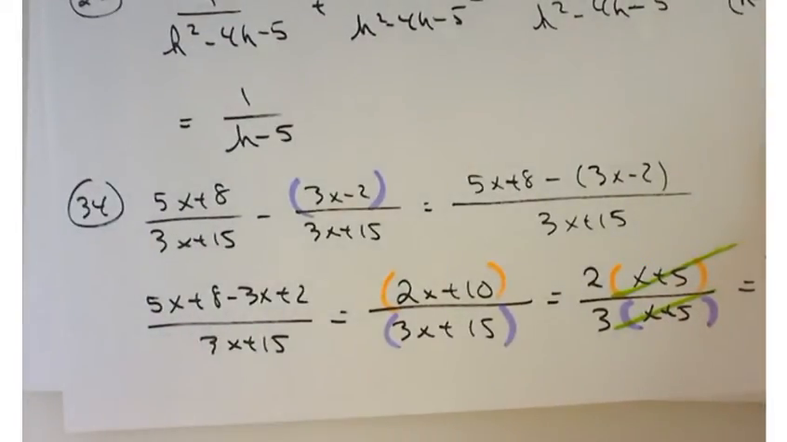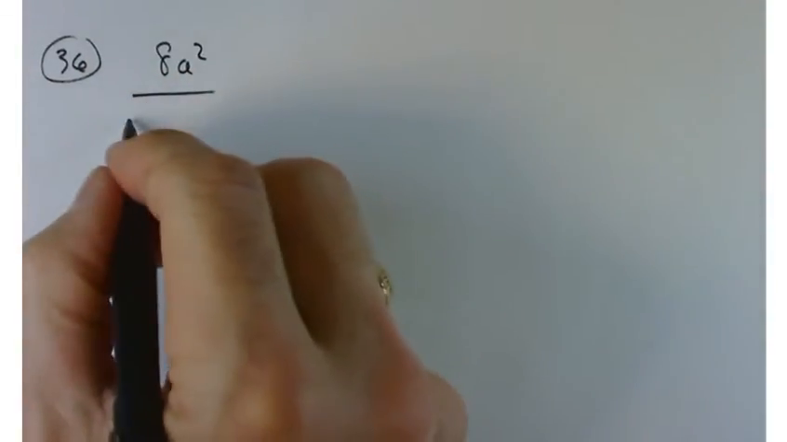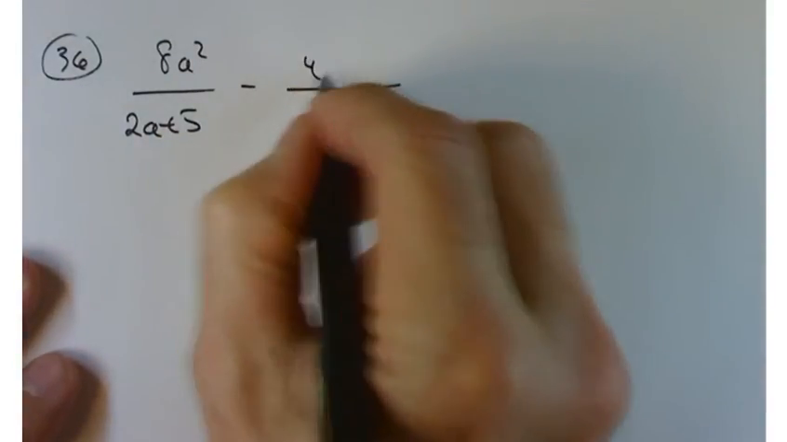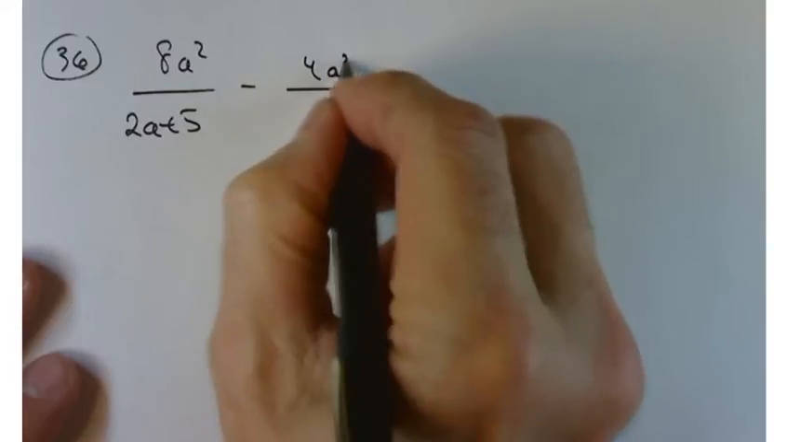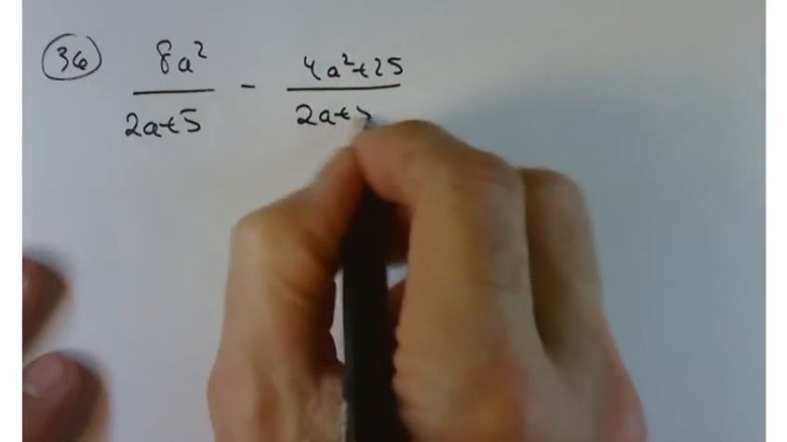Let's try another one kind of like that. It'll be problem number 36. 8a squared over 2a plus 5, minus 4a squared plus 25 over 2a plus 5.